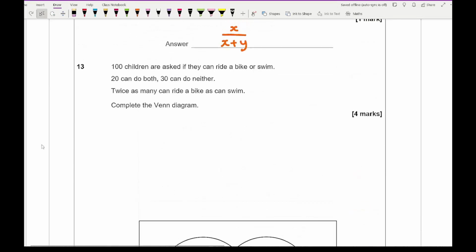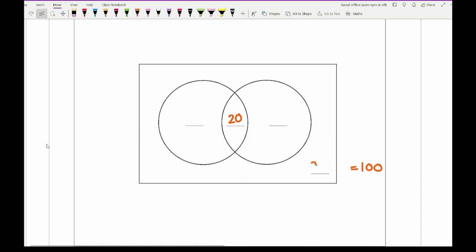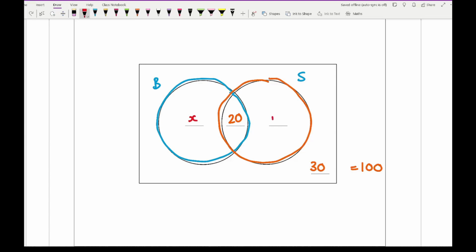And we know that 20 can do both, so 20 is going to be in the middle. And 30 can do neither, so we've got 30 here. Now, the information in the question says that the number of people who can ride a bike, so let's label that as B and S, is twice the size of the number that can swim. So let's have a look at writing this down. Now we don't know these two values, so I'm just going to write X and I'm going to write Y.